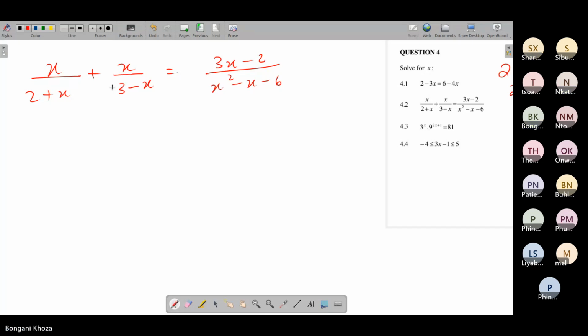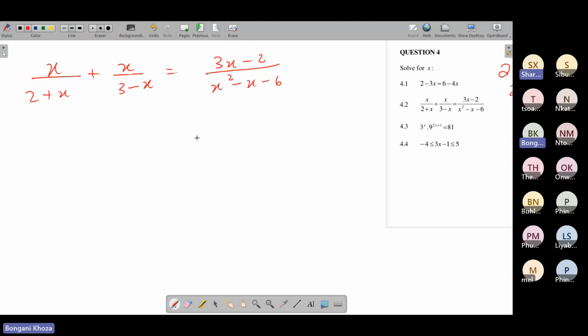Okay, thank you. All right, and then from here, these are fractions. Remember, we cannot add or subtract fractions if our denominators are not the same. So we need to find our LCD. But firstly, before we can do that, I would suggest that we try and factorize this denominator over here and see what we have.